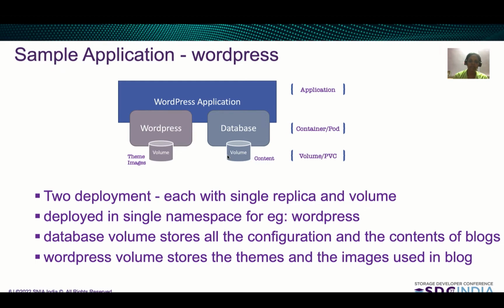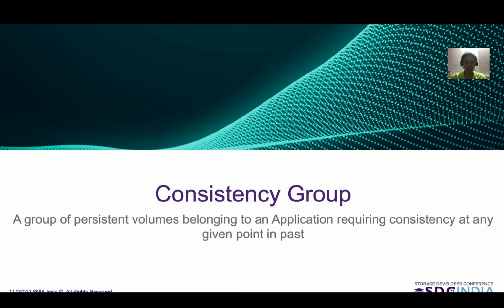Whenever we deploy any application, first it creates a deployment for WordPress and then for the database, and for those deployments, pods will get created, and pods will get attached to the volumes. All the data which we provide for blogs, themes, images will get stored in the WordPress volume, and all data related to the contents of the blog will get stored in the database volume. Now, how this consistency group helps us to take a backup will be explained by my colleague Deepak Ghuge.